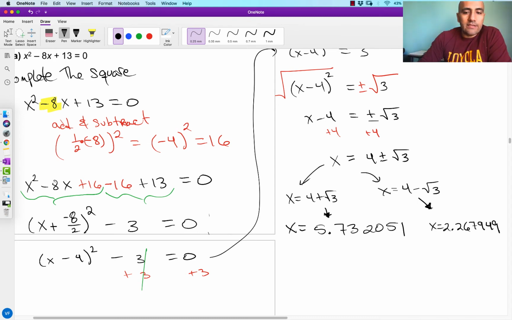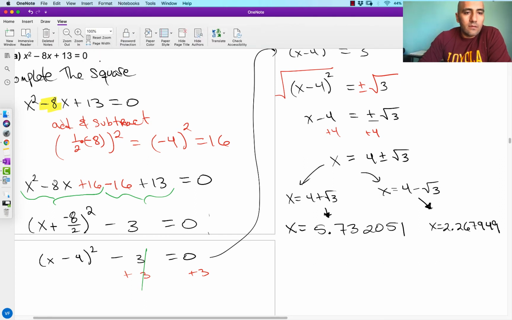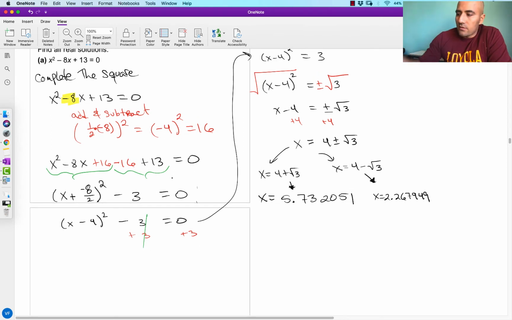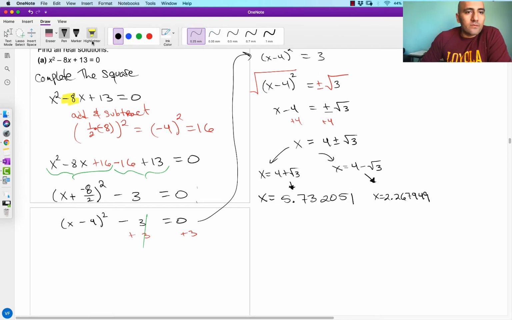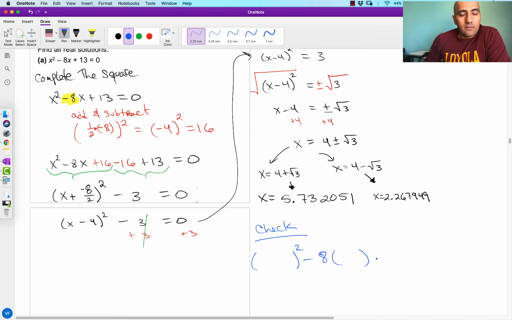Now all we have to do is plug it into our equation and confirm if they're both in fact valid solutions. Right? So let's just check it. Let's go back up here. The original question was x squared minus 8 times x plus 13 equals 0. So all we have to do is replace the x with this quantity in there and then this quantity in there and check and see if that's in fact the case.